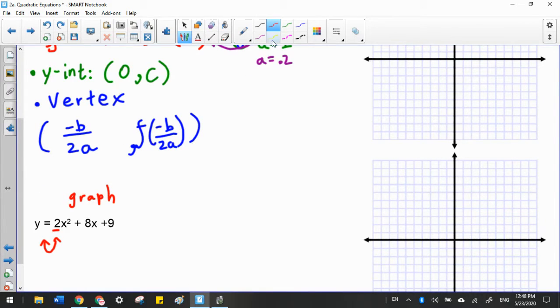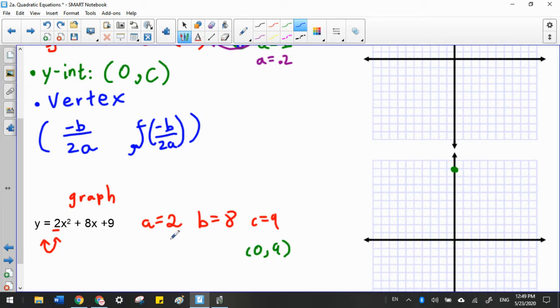I know that my y-intercept is going to be 0, 9, but first, and you should always do this when you're dealing with quadratics, you should write out what a, b, and c are. A is equal to 2, b is equal to 8, and c is equal to 9. And I know that the y-intercept is going to be 0, 9 because it's supposed to be 0, c. And now I got my first point.